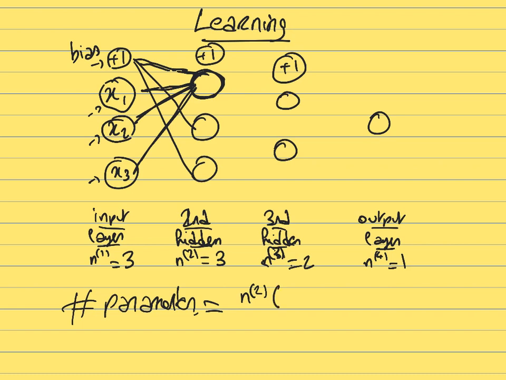So in this case, the number of parameters is going to be n2, the number of neurons in the second layer, times n1, the number of neurons in the first layer, plus 1, where 1 is the bias. And then you will have the same for each of the neurons in the third layer. It's going to be connected to 1, 2, 3, 4 neurons. So the 3 neurons of the second layer plus the bias.